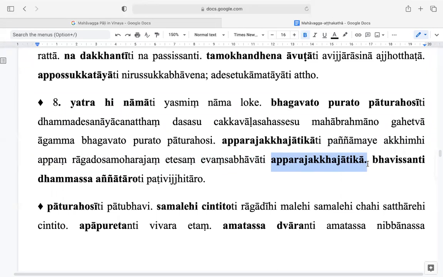Okay, yeah, it's clear now, Sayadaw. Thank you, Sayadaw, so much. Okay.